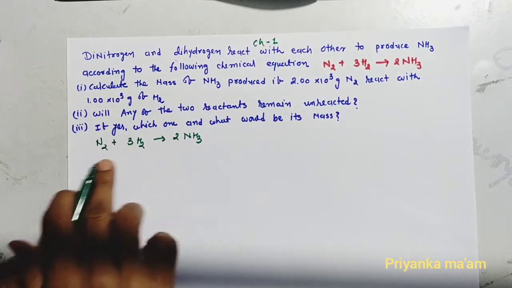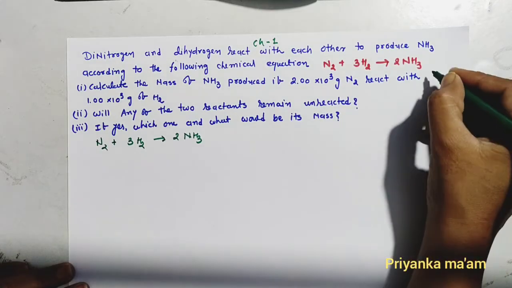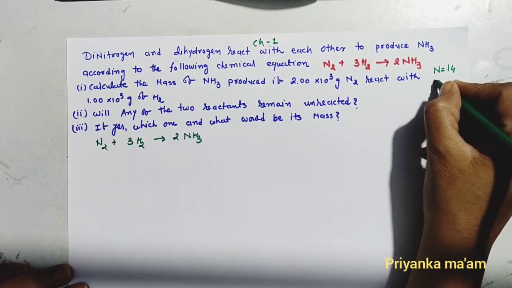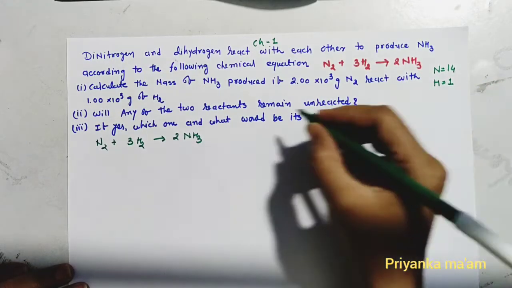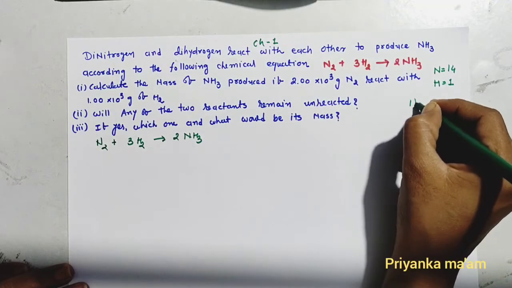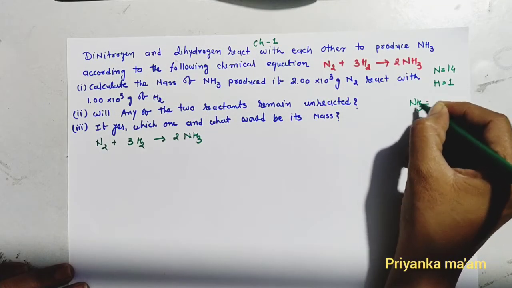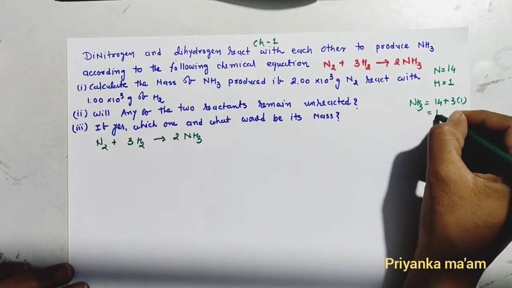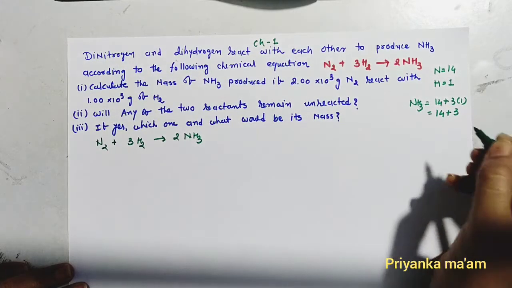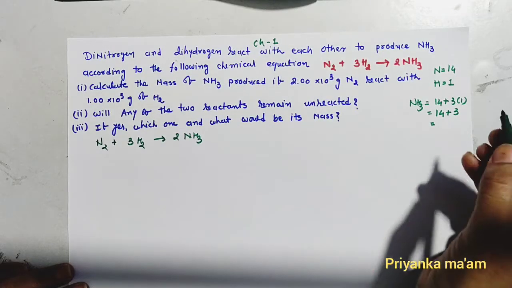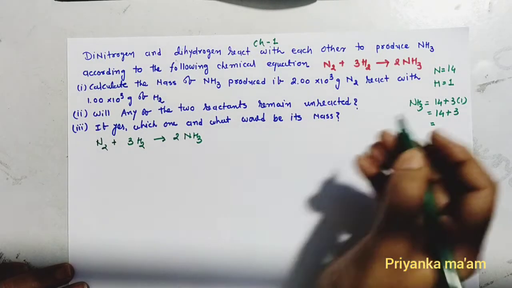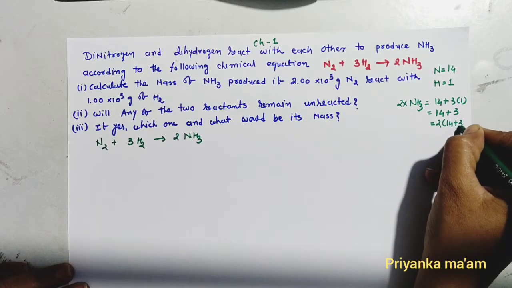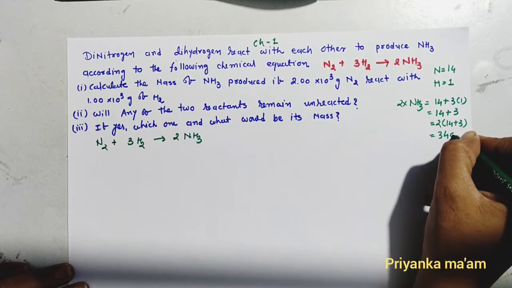In this case, we have to remember all the atomic masses. See, nitrogen has 14, hydrogen 1, and ammonia, which we have to find, is NH3. So, nitrogen 14 plus how many hydrogen? 3. 14 plus 3 is 17, and we have 2 moles of ammonia, so 34 gram, right?